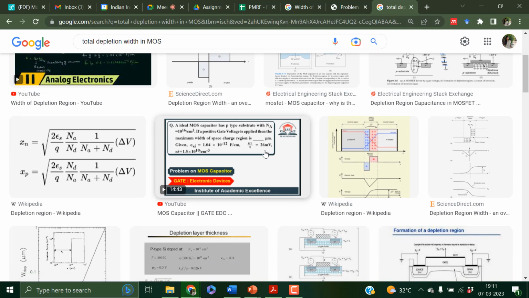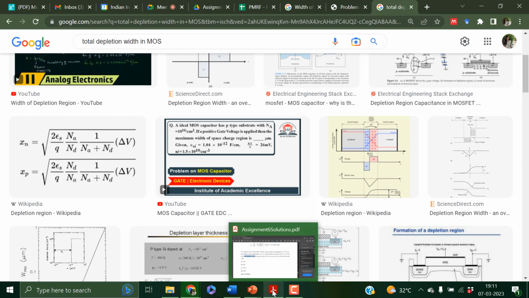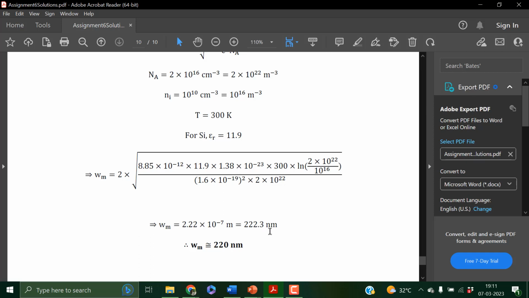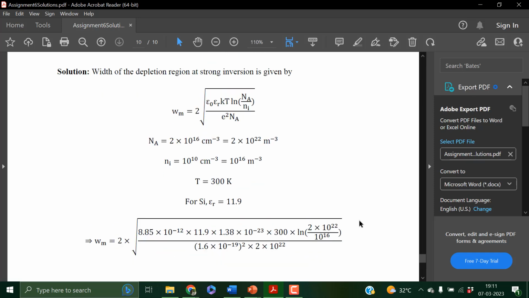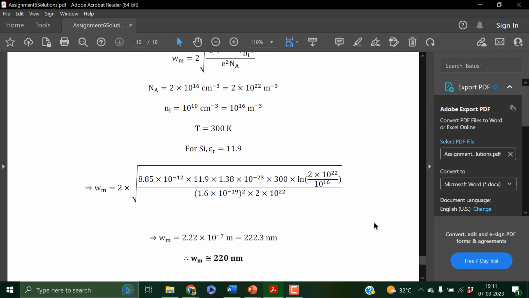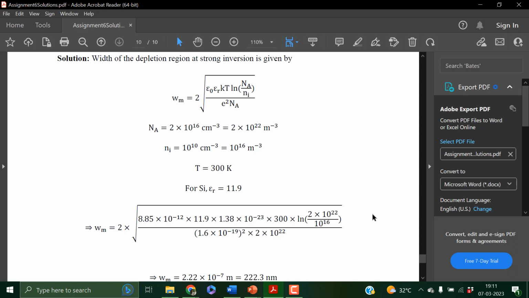Madam, still I'm not getting the answer. I don't know why. What answer are you getting? I'm getting 0 point so many zeros, 4062 something nanometers. Okay, you're getting that small. Twice this value you have to take. It's actually 2 root of epsilon 0 epsilon r kt ln na by ni.